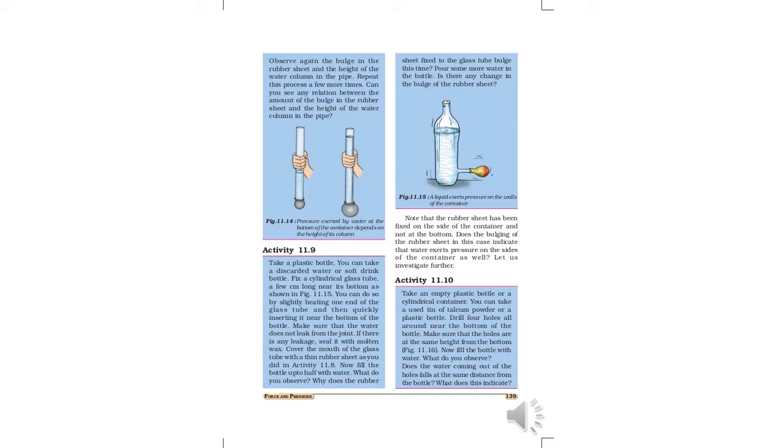In this activity you can see one bottle. A liquid exerts pressure on the walls of the container. How can we prove that? For that we have to take a plastic bottle. You can take a discarded water or soft drink bottle, any plastic bottle. Fix a cylindrical glass tube a few centimeters long near its bottom. You can see in the picture how they had fixed it.